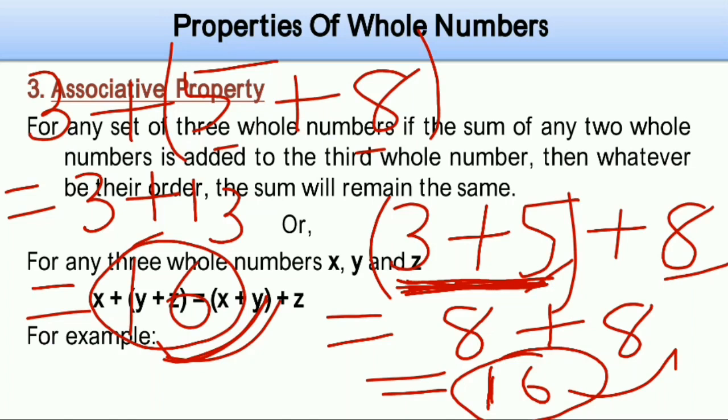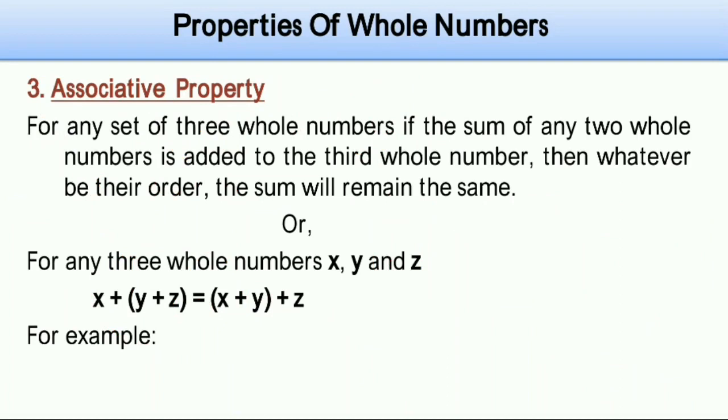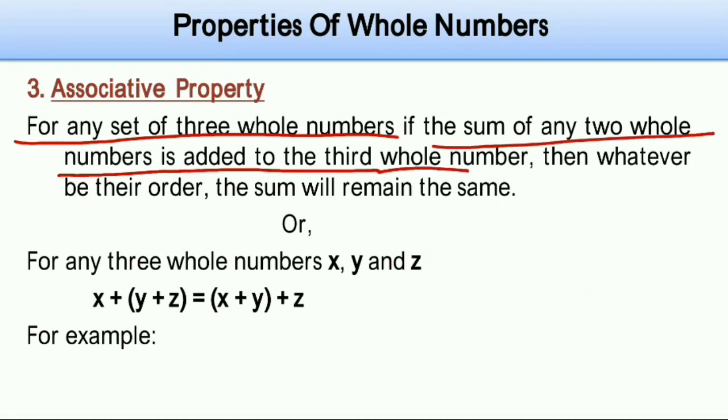So this property of whole numbers is known as the associative property. Associative property says that we can change the grouping of the whole numbers in their addition. For any set of three whole numbers, if the sum of any two whole numbers is added to the third whole number, then whatever the grouping, the result will remain the same in each and every case. The result will not change.